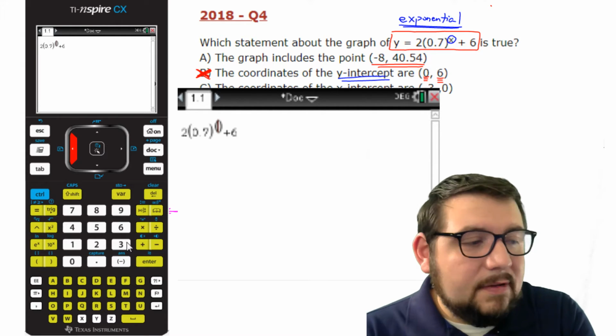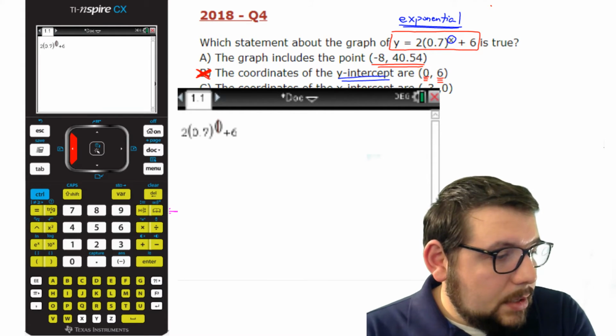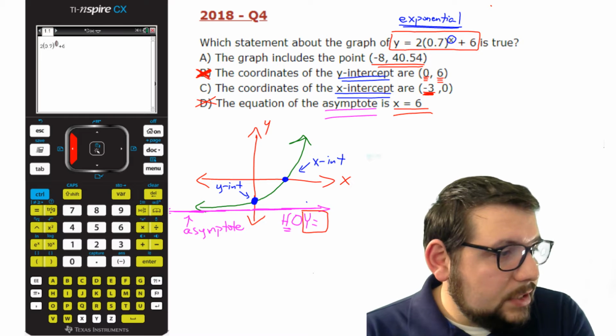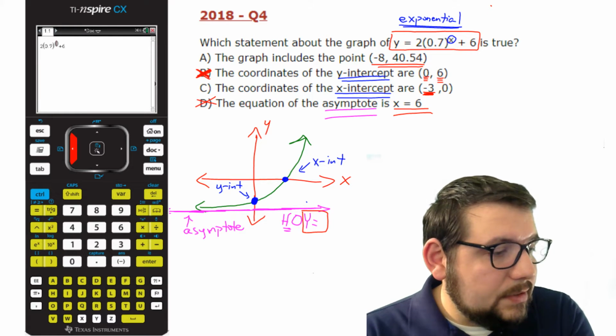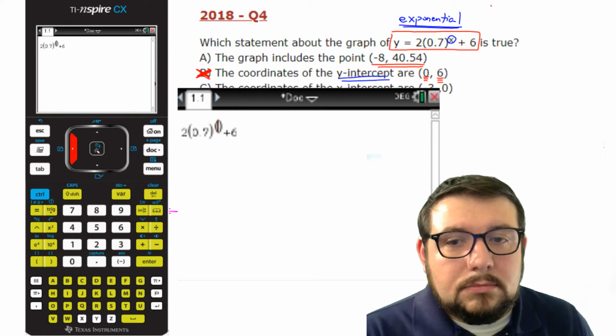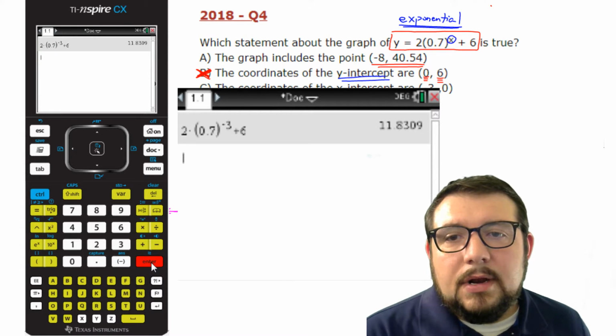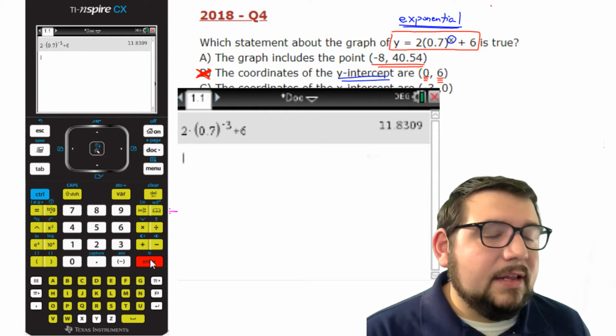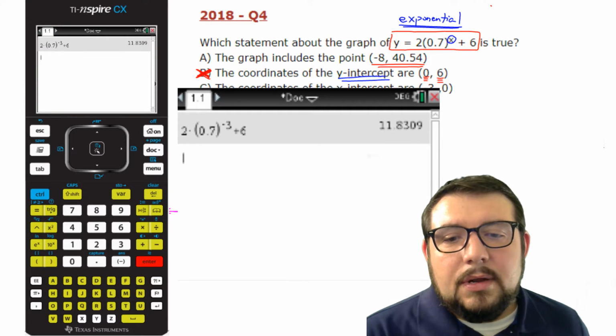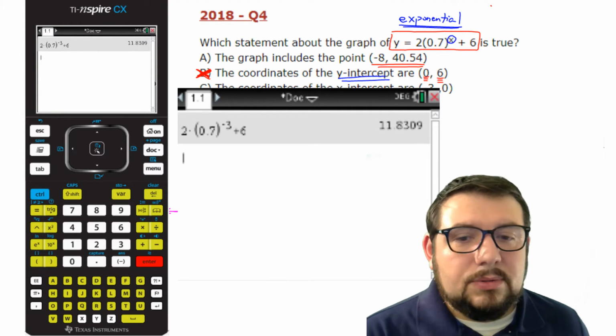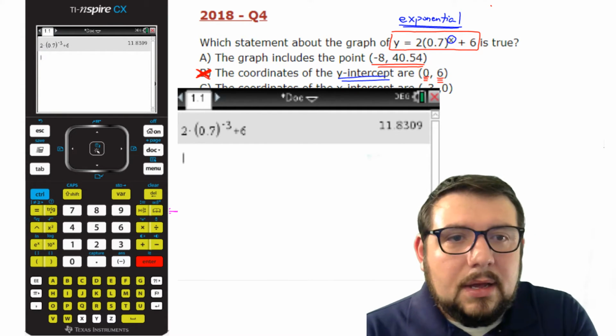Now, why am I going to put -3? Let me show you here. The answer choice says the x-intercept is -3 and 0, so -3 should make the number 0. Let's see if that happens. Right inside there, I'm going to put -3. And when I do that, I do not get 0. I get 11.83.